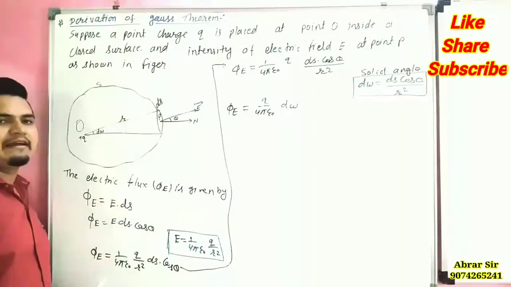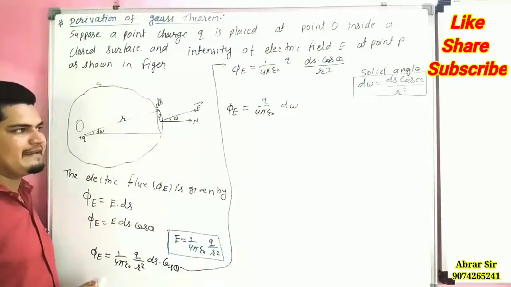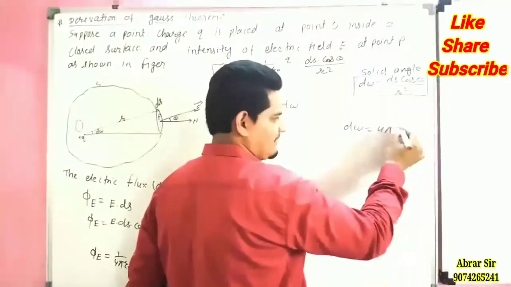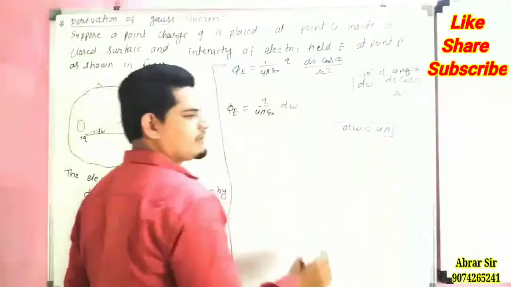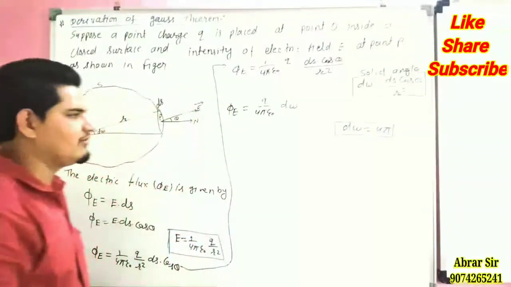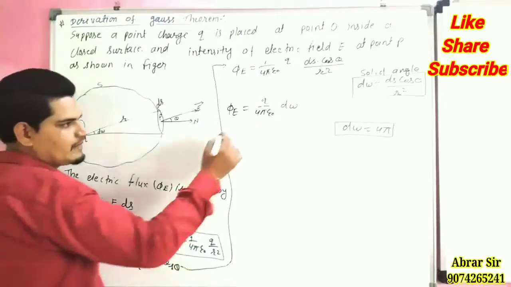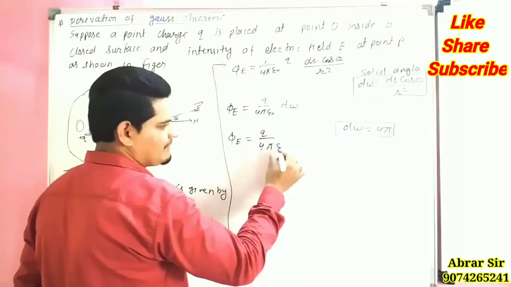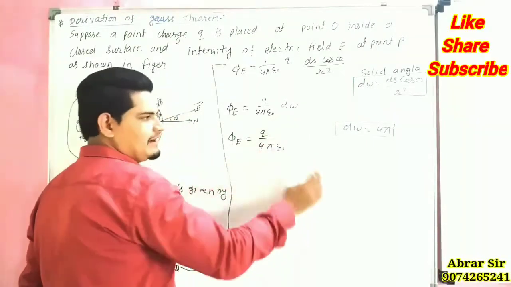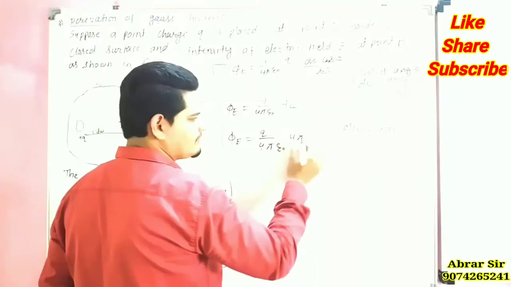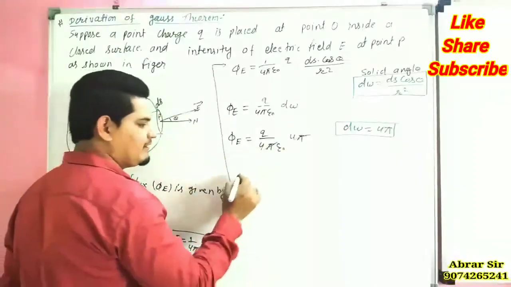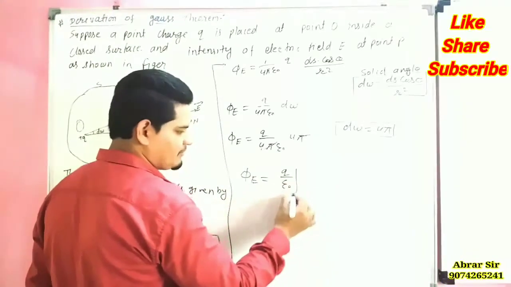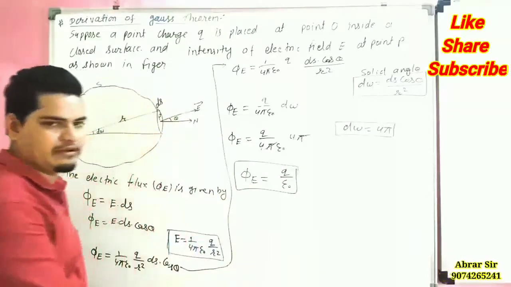Now the solid angle for a closed spherical surface is always 4 pi. So phi E is equal to Q divided by 4 pi epsilon naught times d omega, and what is the value of d omega? 4 pi. This 4 pi can be cancelled with this 4 pi. So phi E is equal to Q divided by epsilon naught, and this is the formula of Gauss theorem.